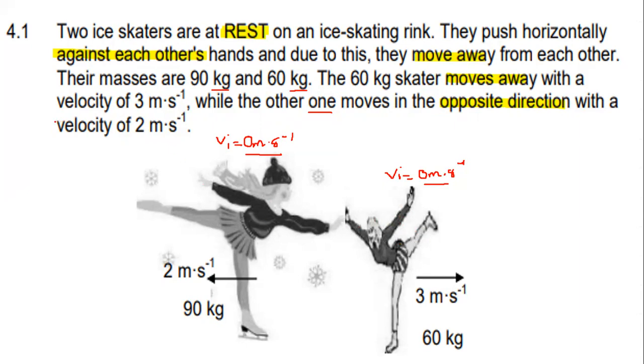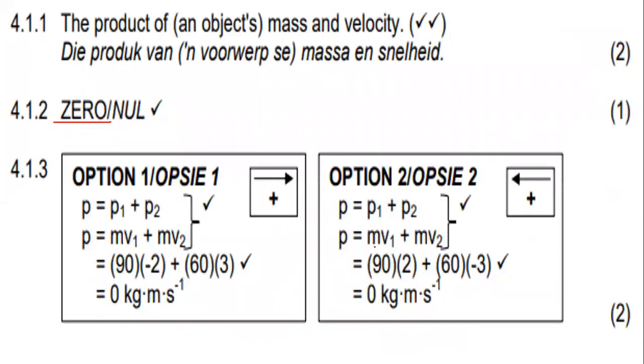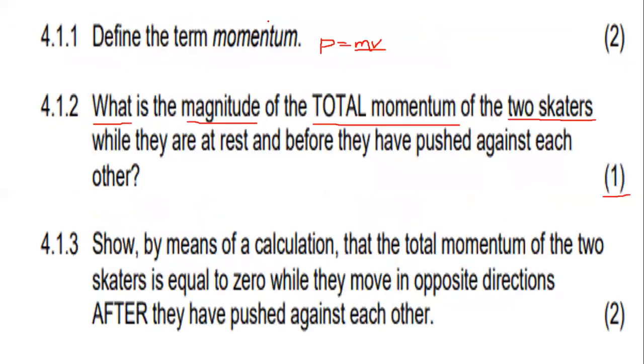The momentum, or rather the total momentum while they were both at rest, is definitely 0 kilograms dot meter per second. Then for question 4.1.3, we are being asked to show by means of a calculation that the total momentum of the 2 skaters is equal to 0 while they move in opposite directions after they have pushed against each other. So we must show by means of a calculation.